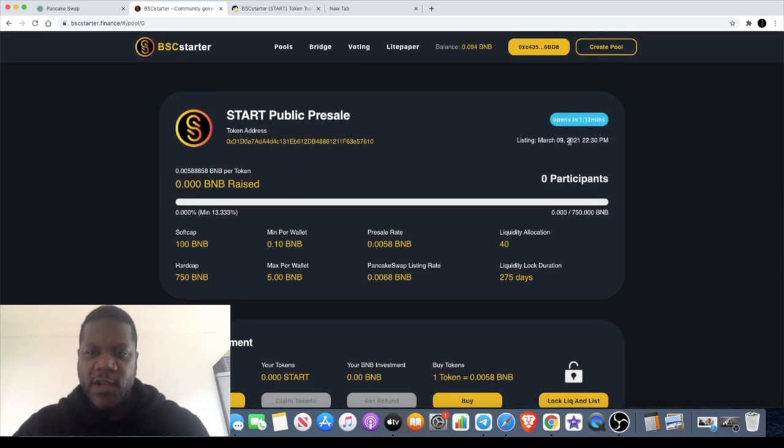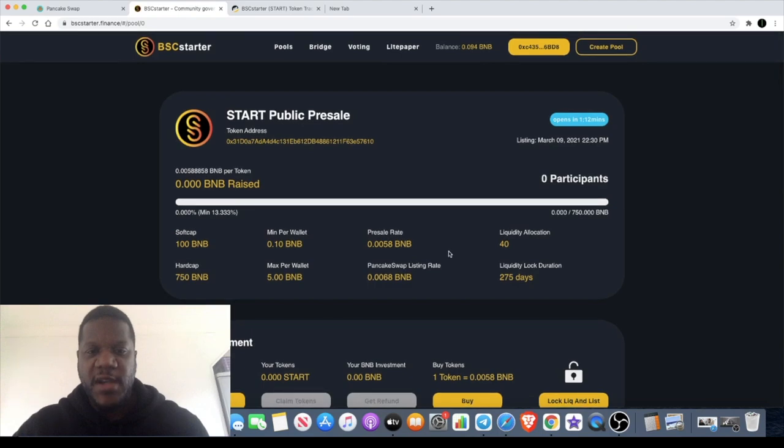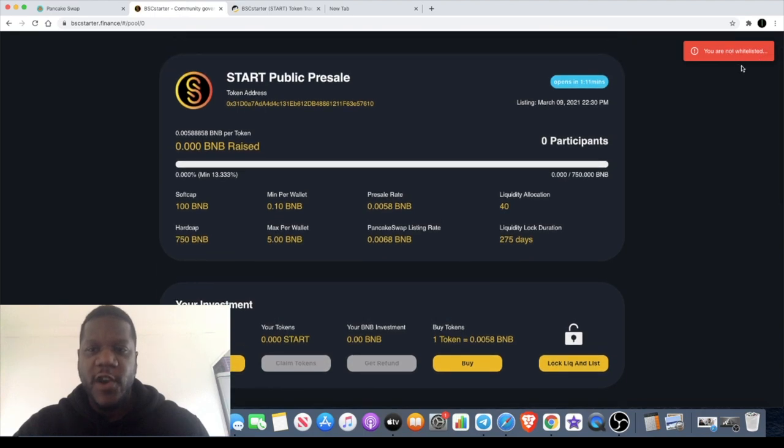So there's 1 hour and 12 minutes, 6 p.m. UTC. You're going to see the whitelist participants taking part in this. Now, it will appear that you can buy the token, but if you click it, it's going to say you are not whitelisted. And there you go, there's proof that I'm not whitelisted. So I'm not in this already. I'm going to be trying to snipe it just the same as you guys are going to be trying to snipe it.